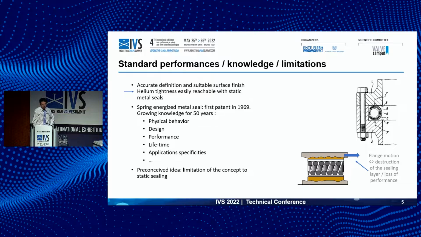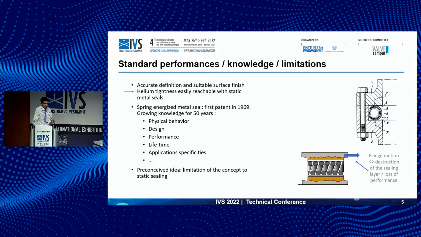So the helium tightness, as my colleague was telling, is quite easily reachable with a static metal seal because we don't have porosity. There is the contact with the flanges to deal with, but porosity is not a problem. This technology is quite old because the first patent is dated 1969. So there is a big knowledge. We know the physical behavior, the designs have been optimized, and performance and lifetime regarding creep and so on are very well known. Also, the application specificities are very well known.